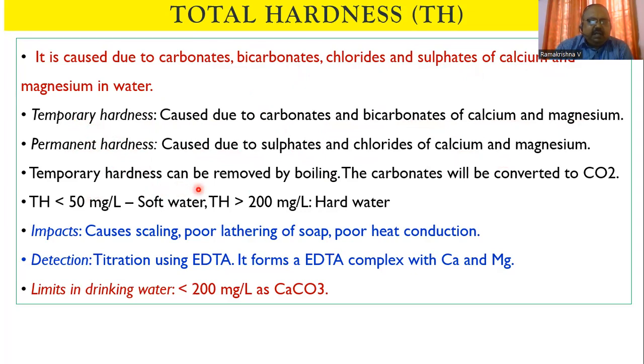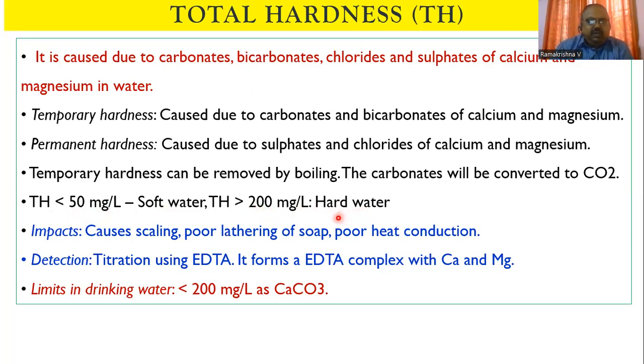Temporary hardness can be removed by boiling, because having only carbonates and bicarbonates, after boiling, they are converted to carbon dioxide. Water is considered soft if the total hardness is less than 50 milligram per liter, and more than 200 milligram per liter is called hard water.